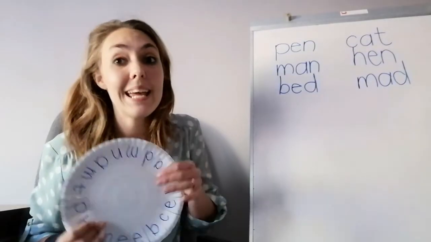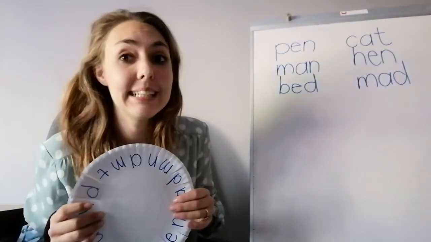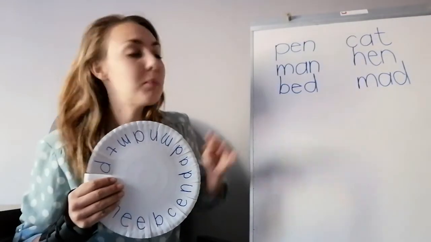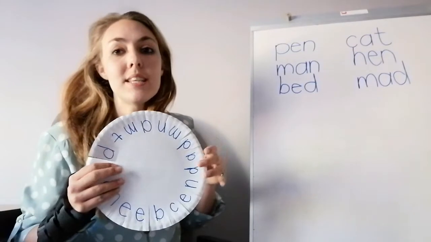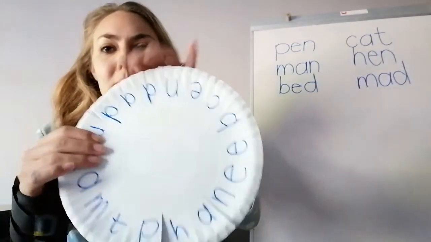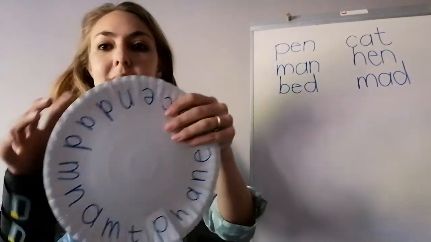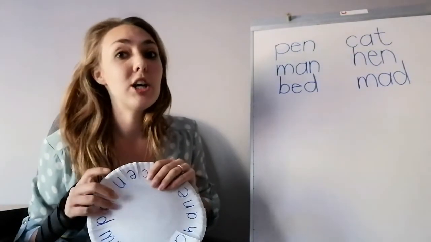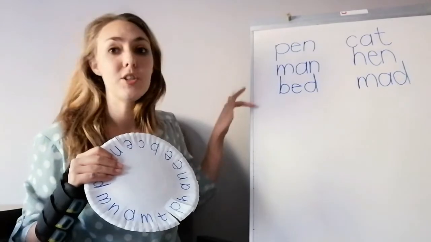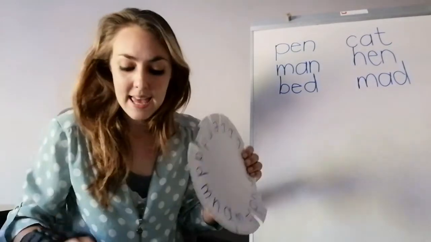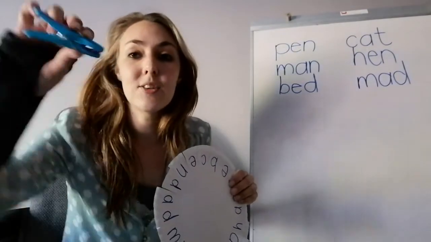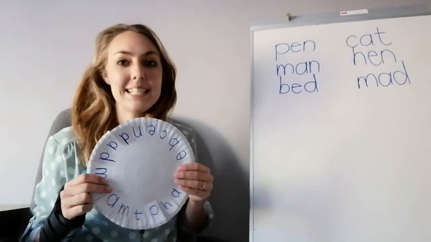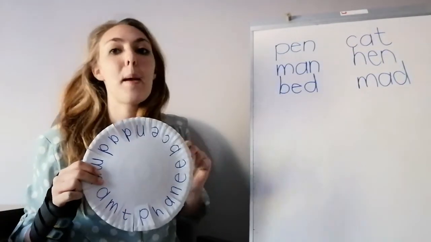Today we are going to play a little word building game. As you can see on my board, I have six words, and these six words are jumbled up all over a paper plate that I have cut into strips. What we are going to do is see if we can build these words using our paper plate and a few pegs. So let's get started. The first word is pen.